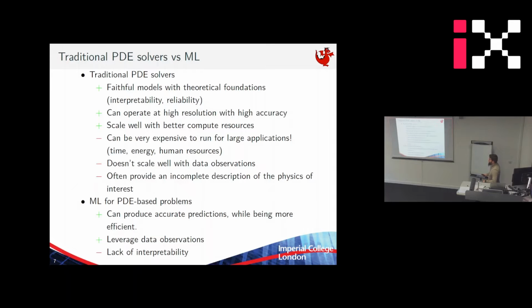And they also scale well with better compute resources. So usually, if I want a better or more accurate solution of my problem, I can increase the resolution, and I know how to parallelize this on massively parallel architectures. The more resources I have, the more I can increase the size of my problem, and the better my solution can be. But they have disadvantages, and they can be very expensive for large applications.